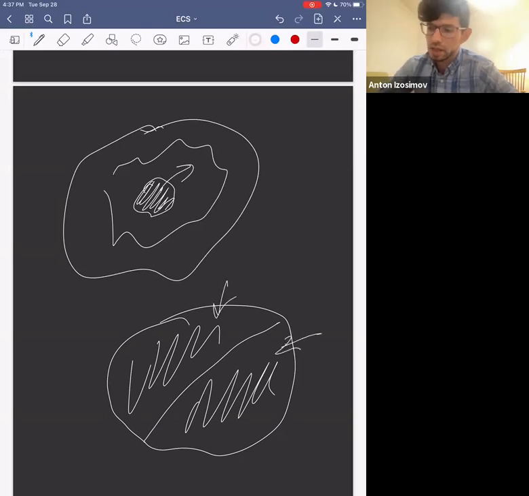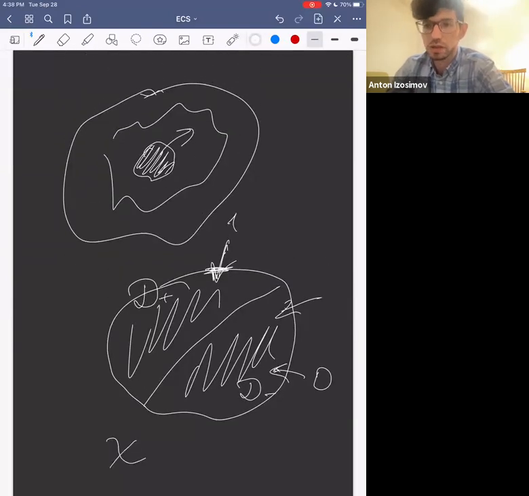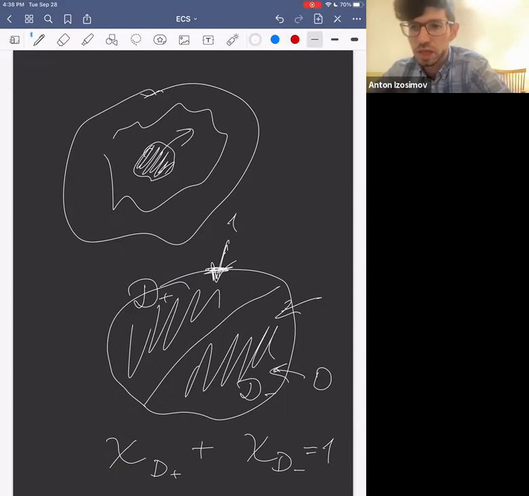Since one of the fluids occupies only one part of the manifold, if you look at the density of that fluid, it's 1 here and 0 here. If you denote this domain by D plus and this by D minus, then the density of one of the fluids is the characteristic function of the domain D plus, and the density of the other fluid is the characteristic function of the domain D minus. The sum of these is obviously 1 because the union of the domains is the whole thing.